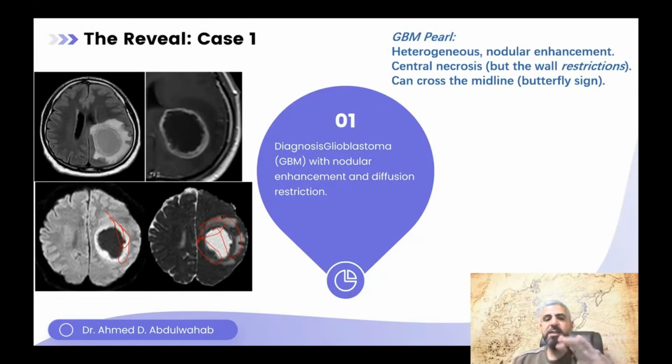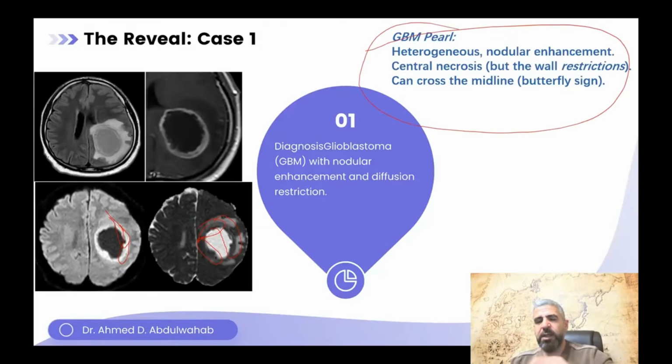So the content is not restricted. The surrounding vasogenic edema is not restricted. The wall is showing diffusion restriction. So: heterogeneous nodular contrast enhancement, central necrosis, only the wall is restricted, and in cases of butterfly glioma, you'll see it crossing the midline. So congratulations to those who got it.